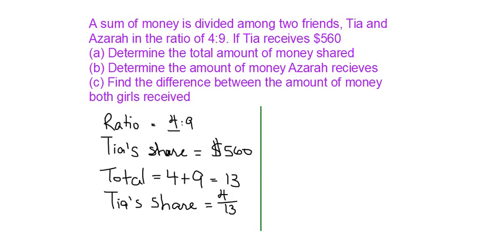Alright, so let's go through what she said. If I want to get the total amount of money shared, right? Total amount of money shared, in dollars. You actually have to go about it by essentially dividing the 560 by the fraction.